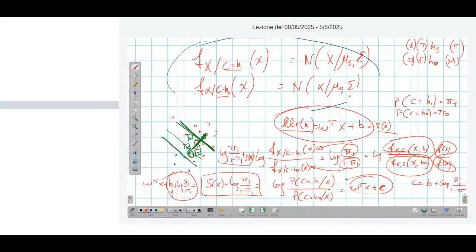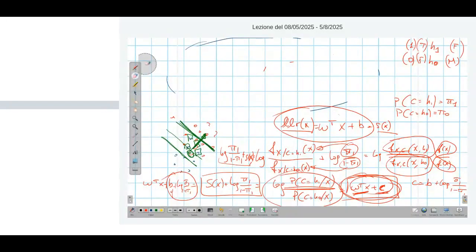So the logarithm of the ratio of class posterior probabilities is, again, a linear function, well, an affine function to be precise, so a linear plus a bias function of X. So we have a linear term and we add some constant that doesn't depend on X. So we have this expression. From this expression, we can compute what is the class posterior probability for the two classes.